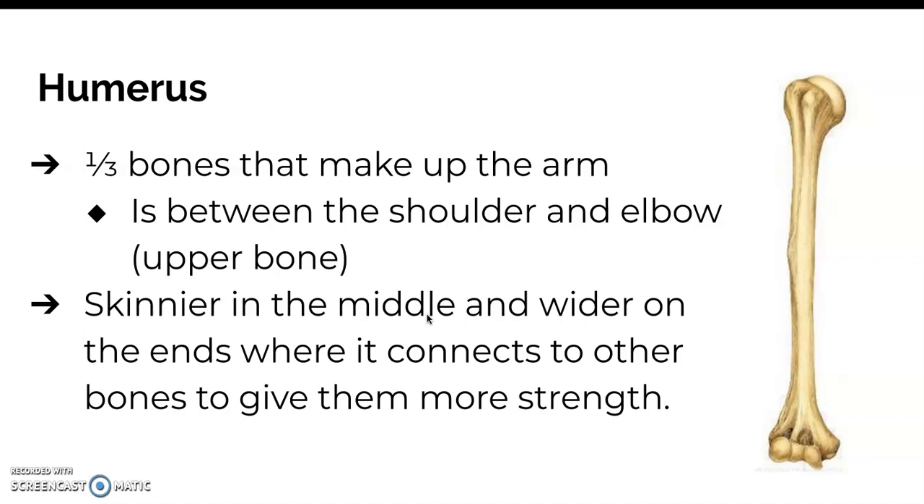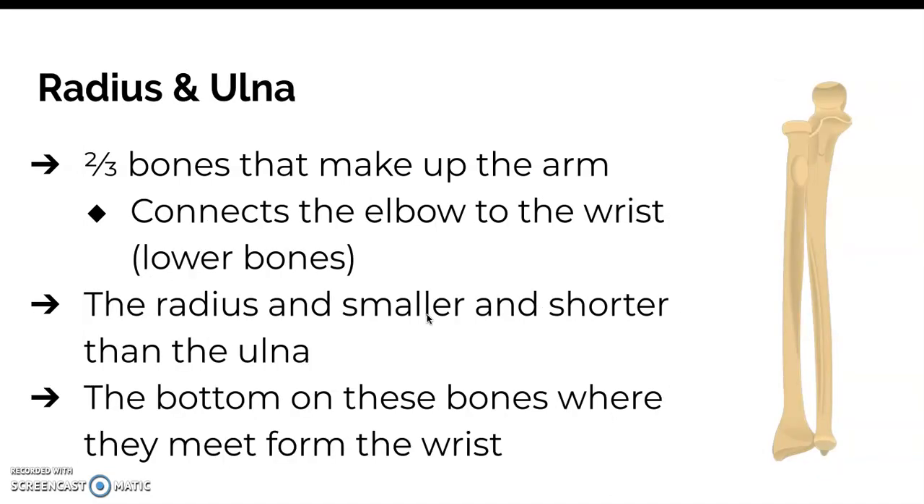It allows for not too much strain to be put on the entire bone, but rather on the joints that connect the 2 nodules at the end. The radius and the ulna are 2 of the 3 bones that make up the arm. This connects the elbow to the wrist, which are your lower bones of the arm.